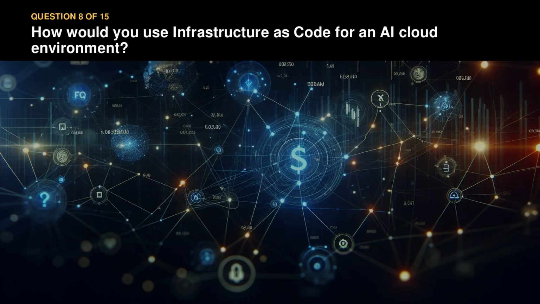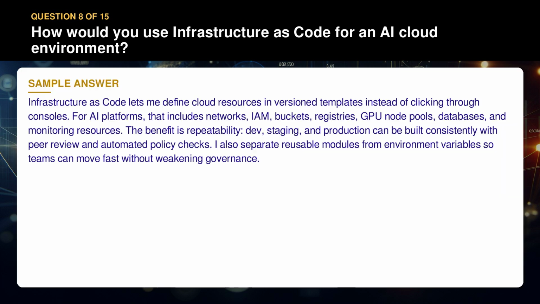Question 8. How would you use infrastructure as code for an AI cloud environment? Infrastructure as code lets me define cloud resources in versioned templates instead of clicking through consoles. For AI platforms, that includes networks, IAM, buckets, registries, GPU node pools, databases, and monitoring resources.